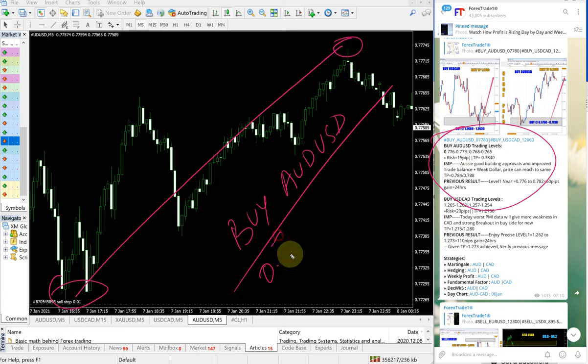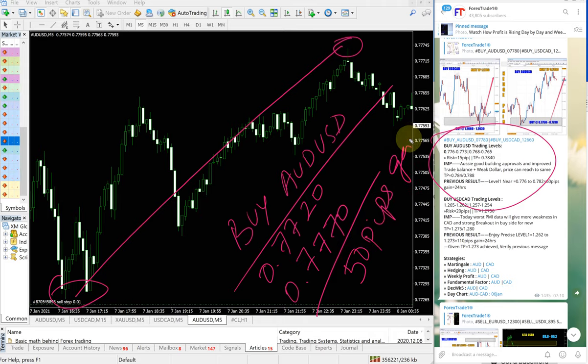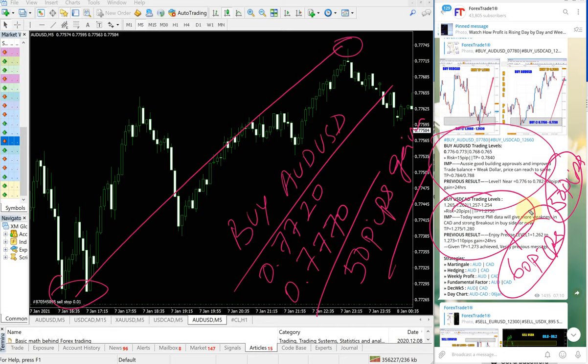Now we will see how the buy AUD USD signal performed. Entry at 0.7720 till 0.7770, which is 50 pips gain on the AUD USD signal. So as we have seen earlier, 60 pips gain on USD CAD, and AUD USD 50 pips gain. Both the signals performed and gave a good profit.